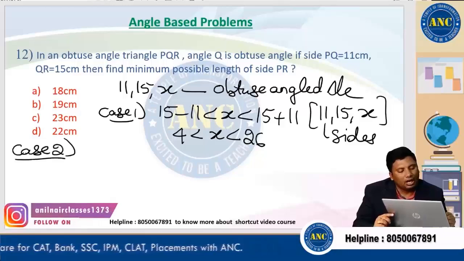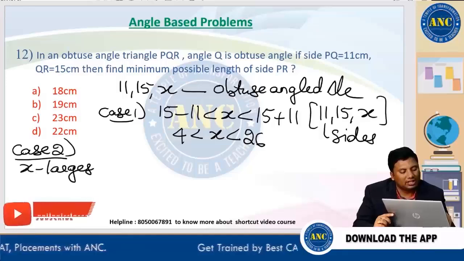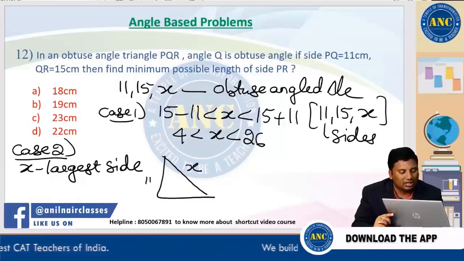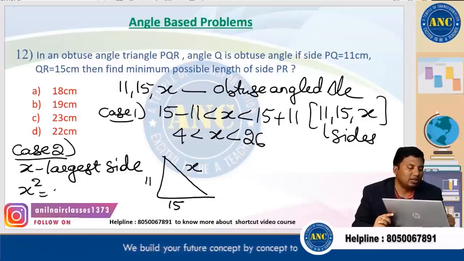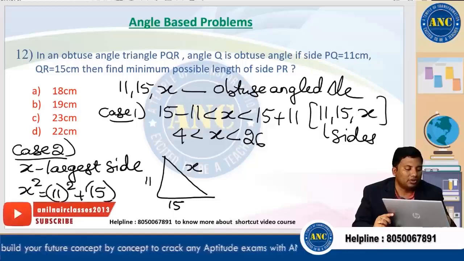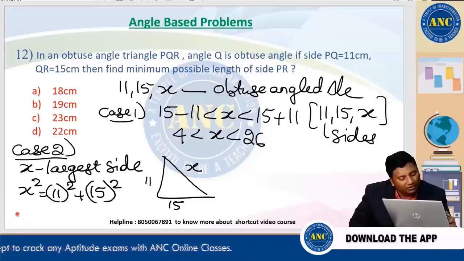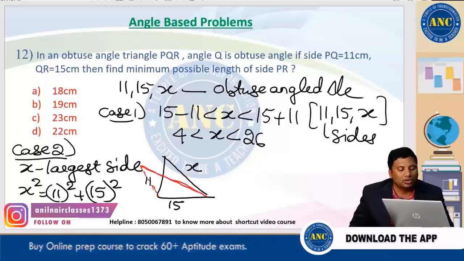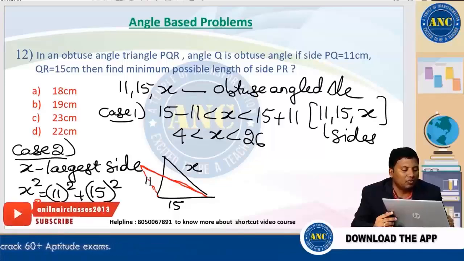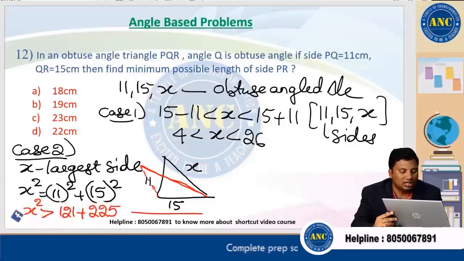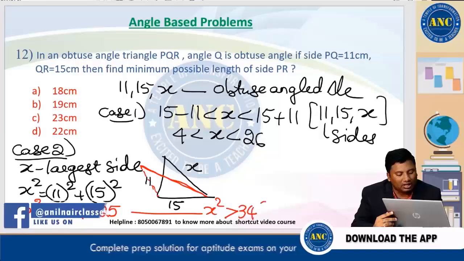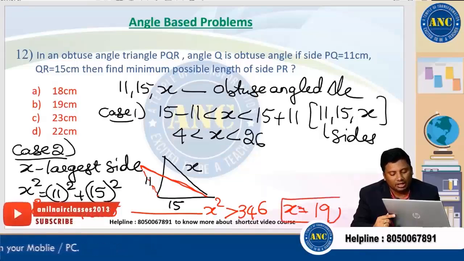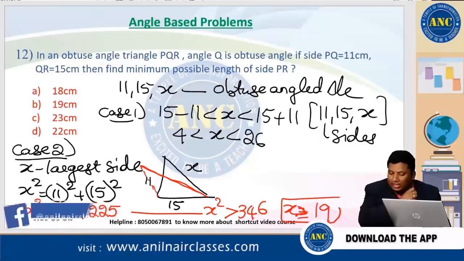Case 2. Assume x is the largest side. First make a right angle, then do the necessary thing. If it is x, this is 11 and it is 15. So x square equals 11 square plus 15 square. This is for a right angle triangle. Now if it is an obtuse angled triangle, the figure will be somewhere like this. Now if you observe, hypotenuse is growing, that means x square is greater than 121 plus 225. So x square is greater than 346. 18 square is 324. 19 square is 361. That means x is greater than or equal to 19. I hope it is clear.